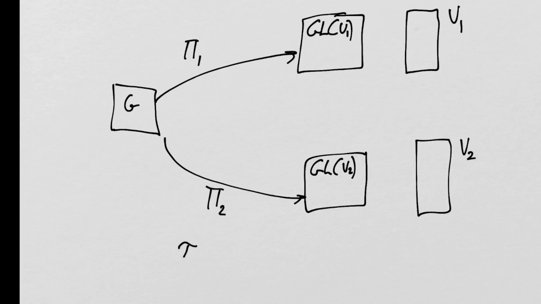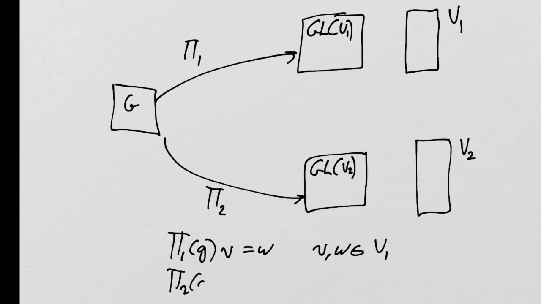Pi1 of a group element G would act on an element V to give an element W, where V and W are members of V1, and pi2 of a group element G would act on an element, say alpha, to give an element beta, where alpha and beta are elements of V2. I just went with the Greek letters and the V to distinguish.